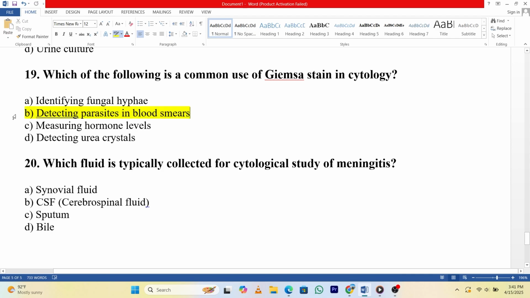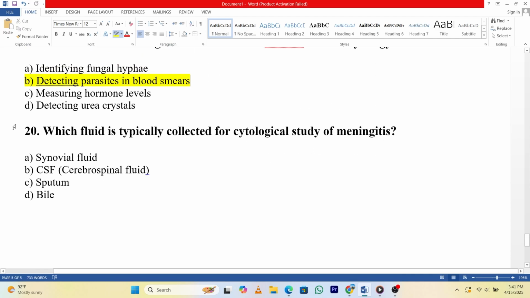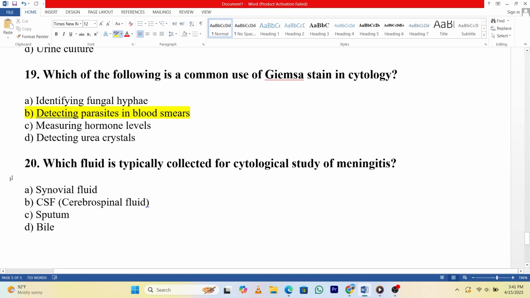20. Which fluid is typically collected for cytological study of meningitis? A. Synovial fluid. B. CSF, cerebrospinal fluid. C. Sputum. D. Bile. Answer, B.